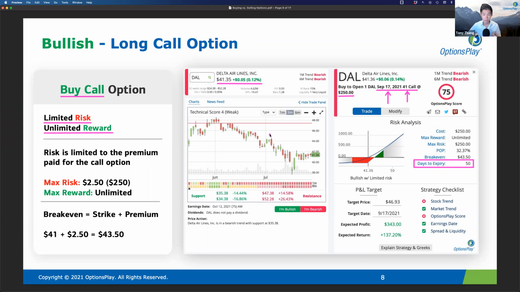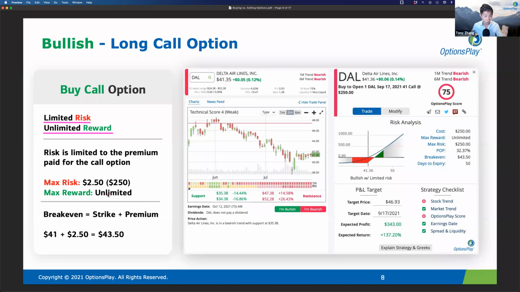What we're going to discuss today is why someone would want to purchase a call option such as the one I've shown you here. A few things to remember: like I said, limited risk in exchange for unlimited reward. And we're going to discuss how that is even possible. How do you get limited risk with unlimited reward?